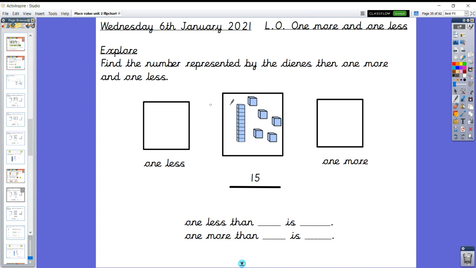Okay, so hopefully you have drawn me 1 ten. It's a nice long line. And then hopefully you've had to think about how many is 1 less than 15, or 1 less than 5. And you should have drawn me 4 squares. So 1 ten and 4 ones. What number does that give us? That gives us the number 14. And 14 is 1 less than 15.